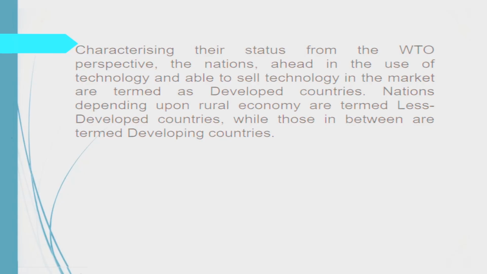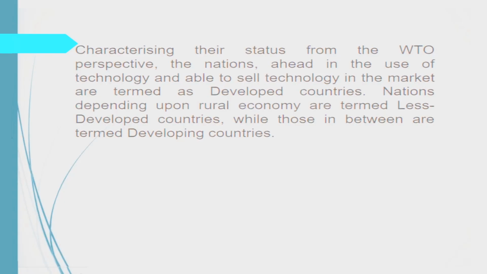Coming to lecture series 2, we were discussing the classification of the countries based on developed, developing and less developed countries. So here I would summarize it like this: characterizing their status from the WTO perspective. The nations ahead in the use of technology, not only in the use but also those who can produce technology and able to sell technology in the market are termed as developed countries. Nations depending upon rural economy are termed less developed countries, while those in between are termed as developing countries.